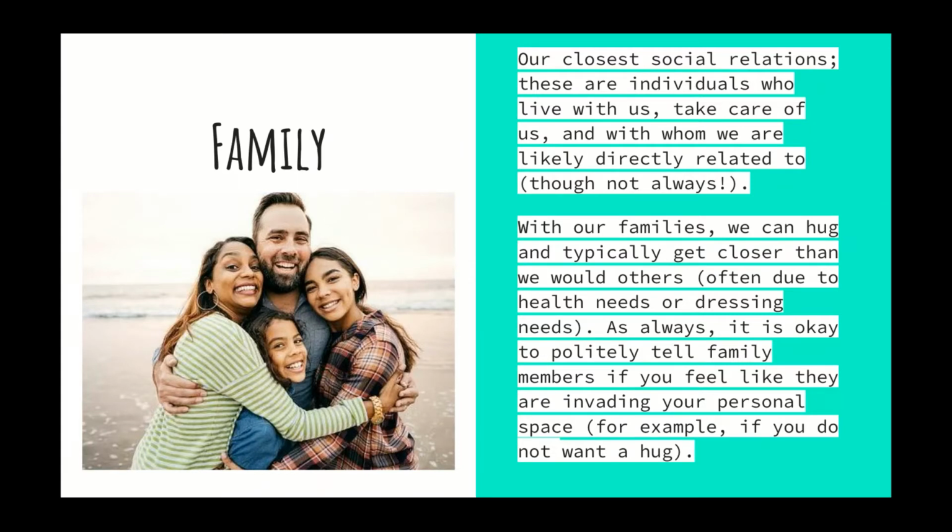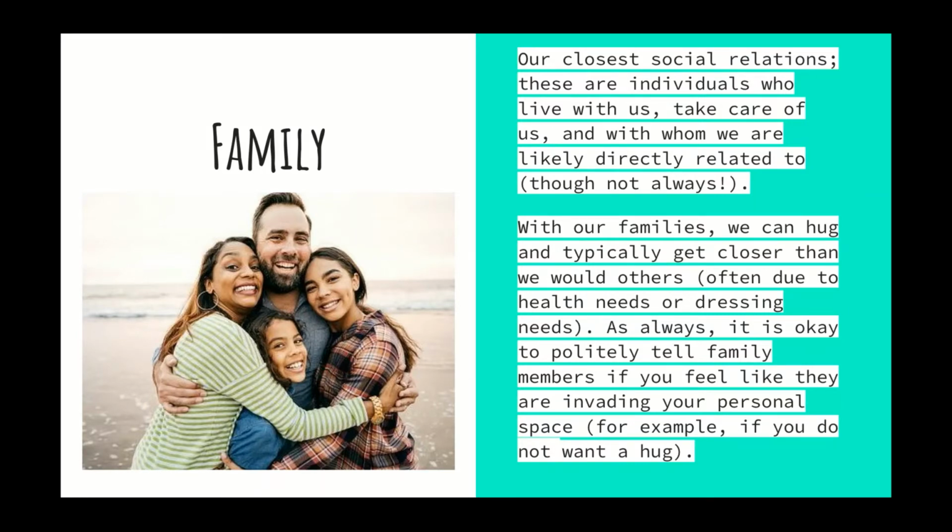With our families, we can hug and we can typically get closer than we would other people. And this is often due to things like health needs and dressing needs. And so, as always, it's okay to politely tell family members if you feel like they are invading your personal space. So, for example, in my family, we're all huggers, but I realize that not everyone likes to be hugged. And so, if a relative comes over, some of our relatives rather shake hands than hug, and that's totally fine.